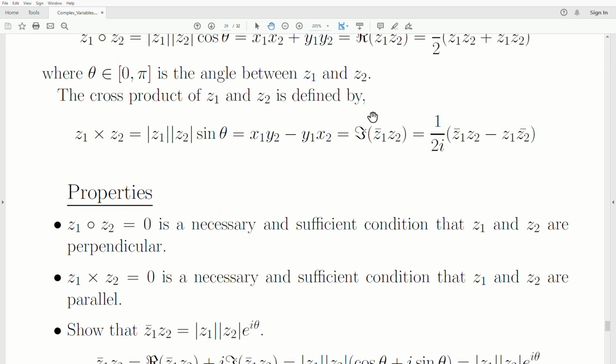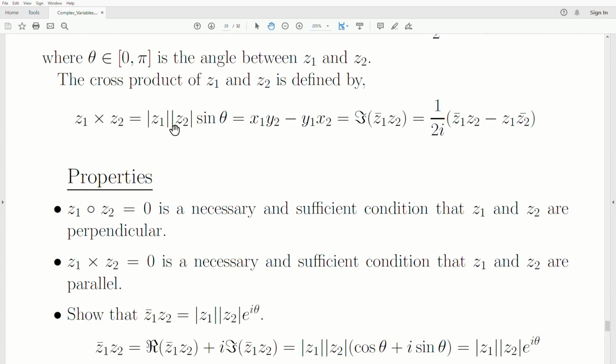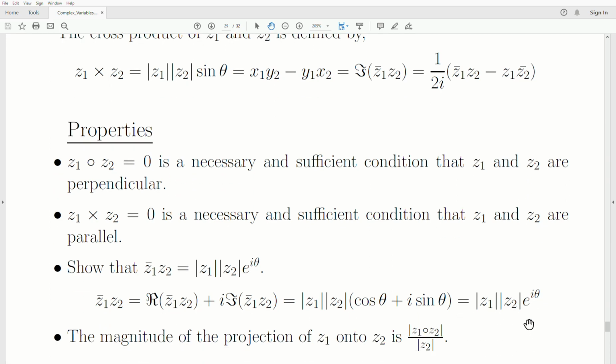But look here. The real component is the moduluses times the cosine, and the imaginary is the product of moduluses times sine. So we can rewrite that, and of course we factored out this modulus. But then Euler's formula tells us that's e to the i theta. So we're finished. That's what we wanted to show.